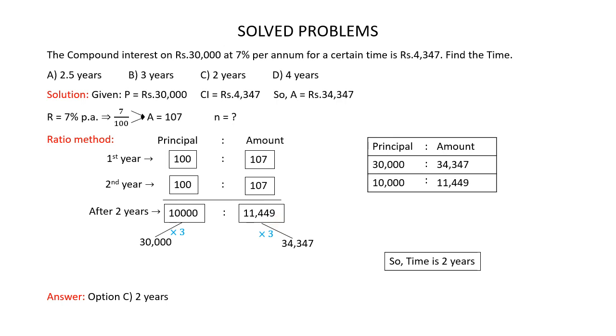11,449. Now if we multiply the principal 10,000 with 3, we get 30,000, which is the given principal. Similarly, 11,449 multiplied by 3 would give us 34,347, which is the amount. So clearly here time is 2 years. The correct answer is option C, 2 years.